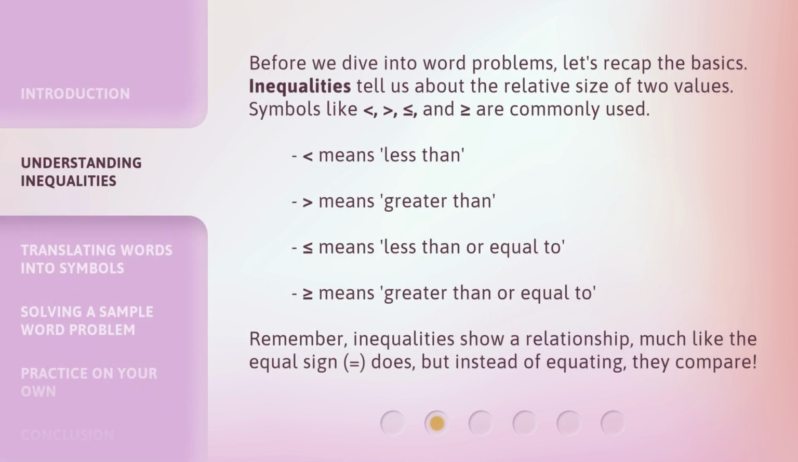Before we dive into word problems, let's recap the basics. Inequalities tell us about the relative size of two values. Symbols like less than, greater than, is less than or equal to, and is greater than or equal to are commonly used. Less than means less than. Greater than means greater than. Is less than or equal to means less than or equal to. Is greater than or equal to means greater than or equal to. Remember, inequalities show a relationship, much like the equal sign does, but instead of equating, they compare.